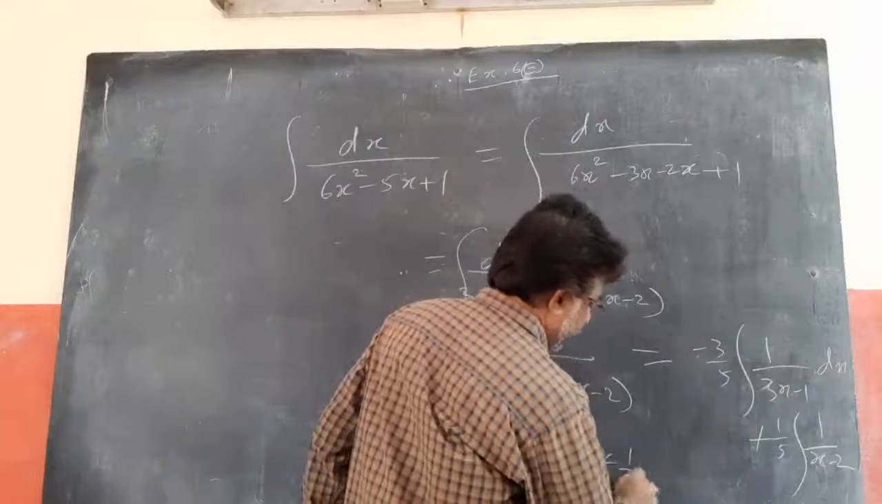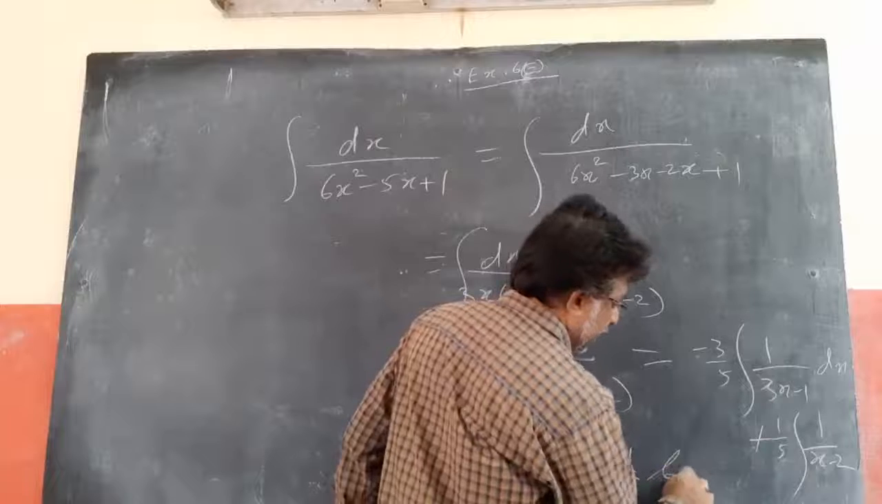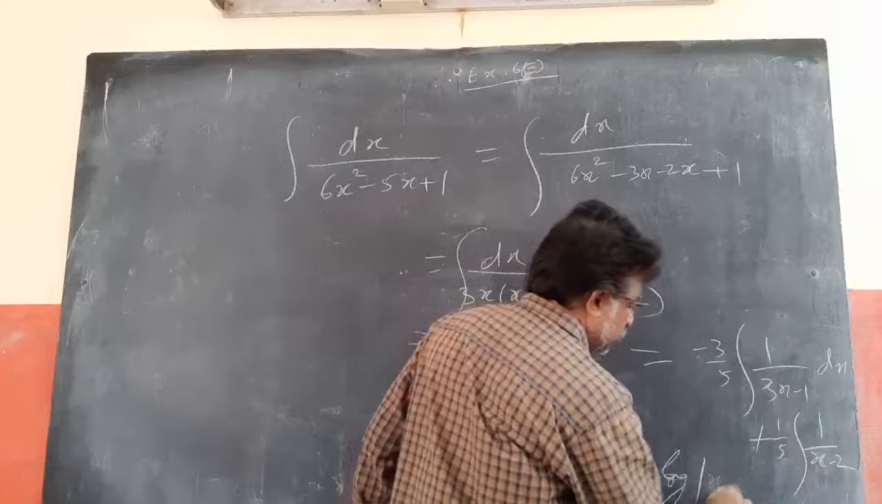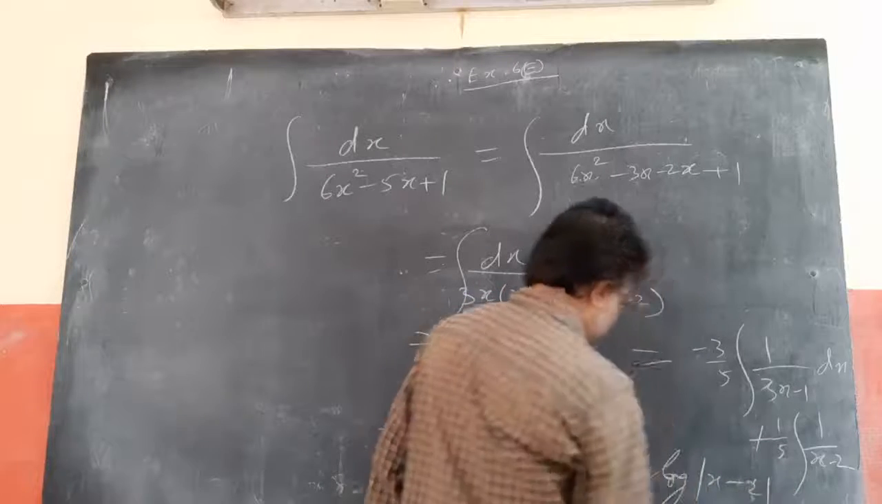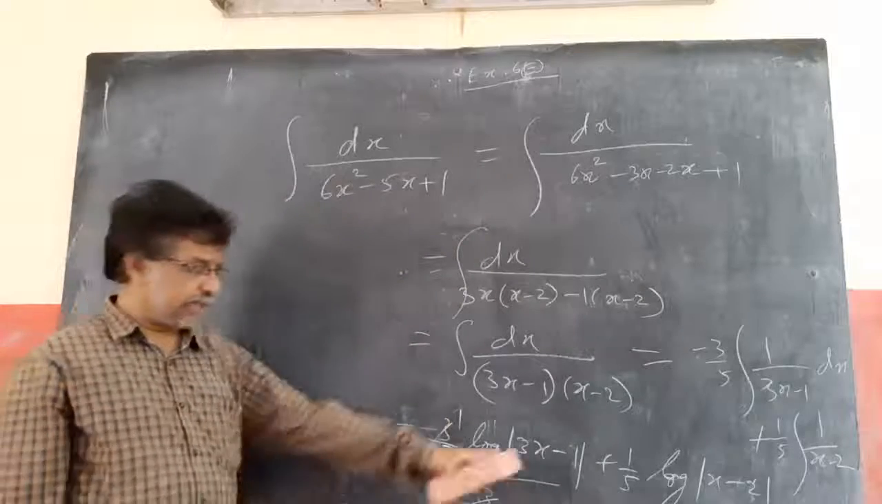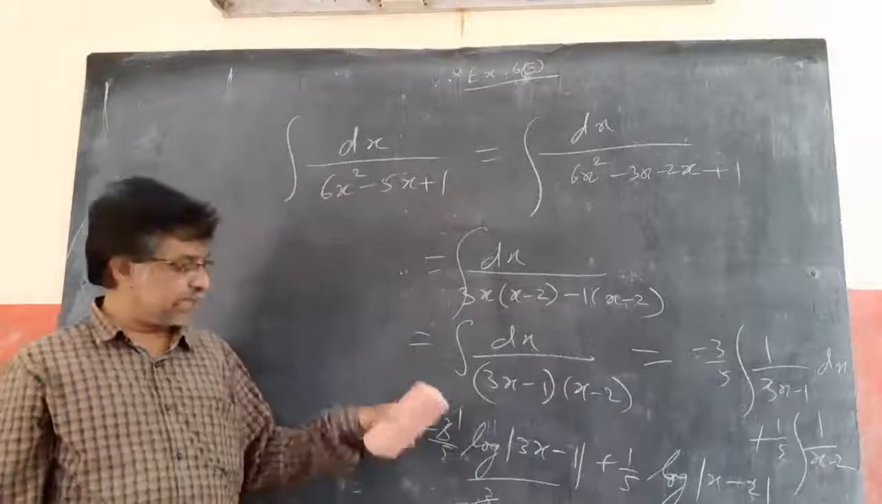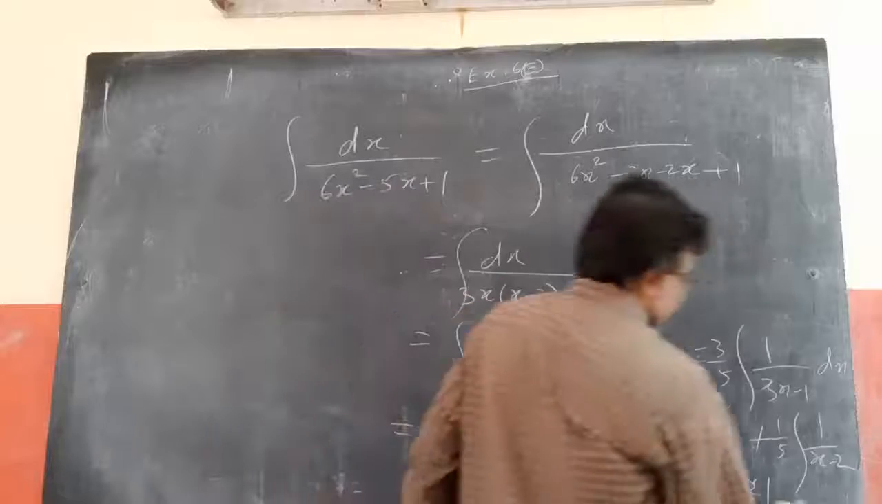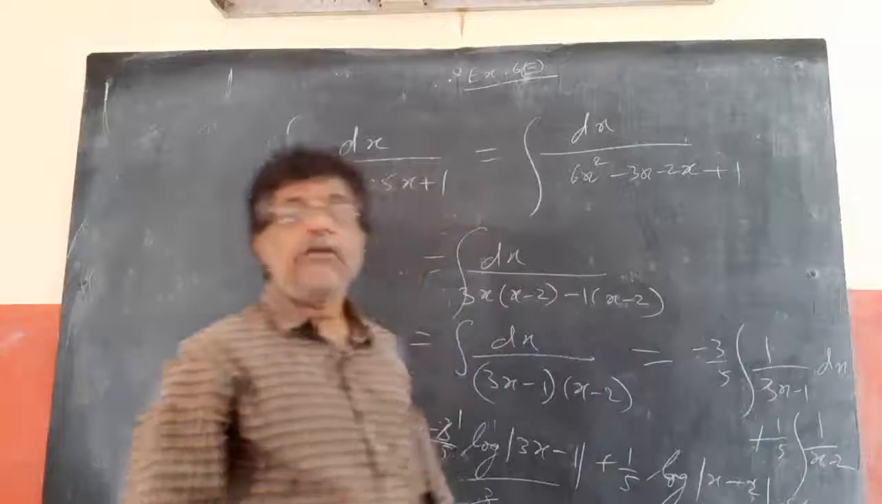Next plus 1 by 5 into log mod x minus 2. Derivative of x minus 2 is 1 only, so no need to divide. Here it is not x, this is 3x. That's why you should divide with 3. So 3 gets cancelled. Plus c. This is the final result.